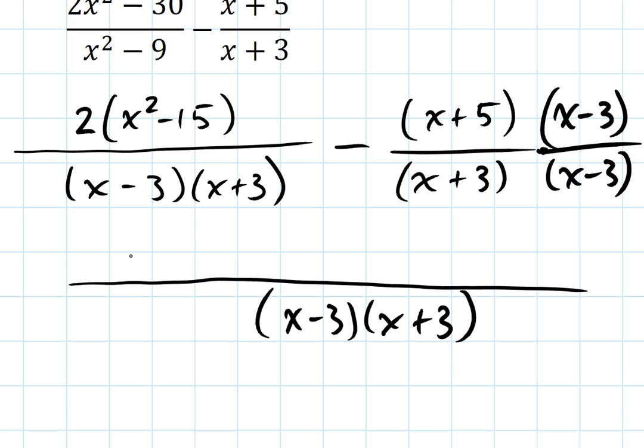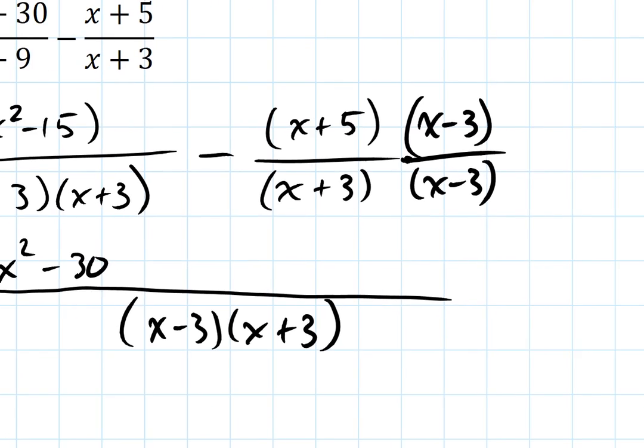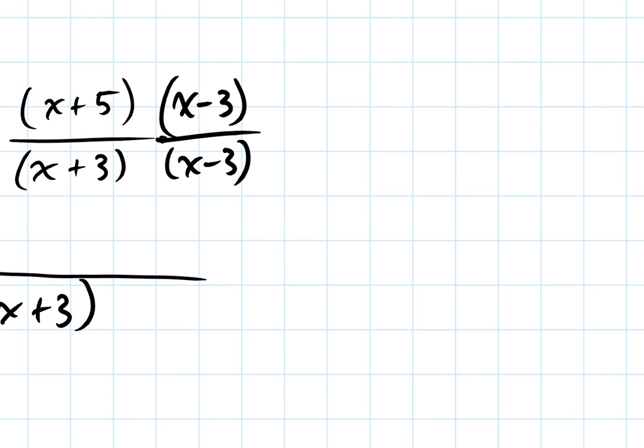Now that I look at this, it's kind of silly that I factored out this, so I'm just going to write it back as 2x squared minus 30. Now, I am going to multiply these binomials. In fact, I'm going to do that off to the side here. I'm going to go ahead and multiply the x plus 5 times the x minus 3.